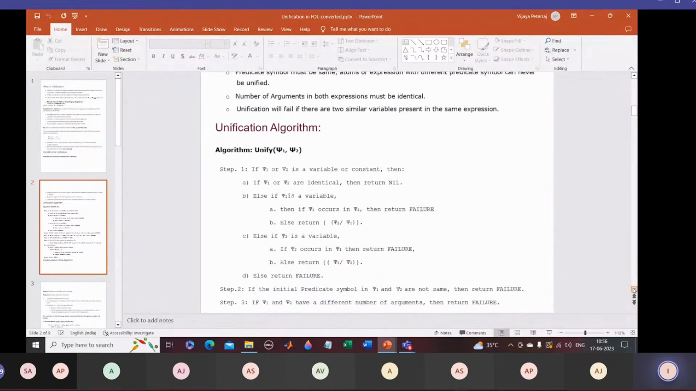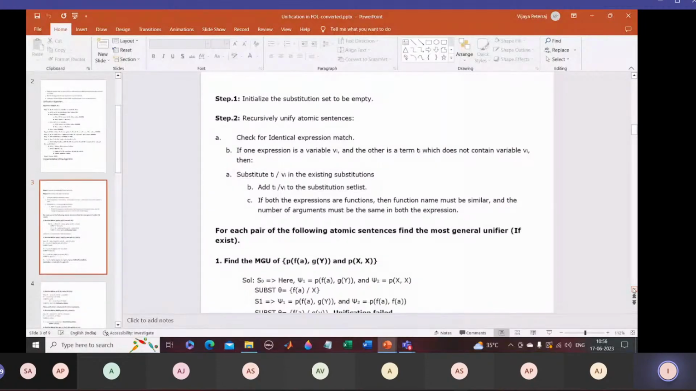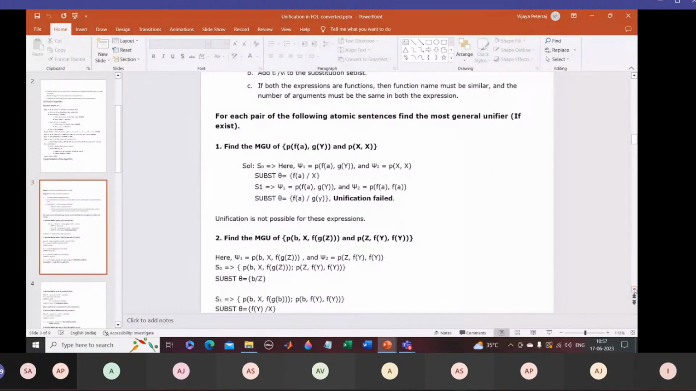And this is your unification algorithm. You can go through it, in simple words. So how are you going to implement this? First, you have to initialize your substitution set, which should be empty. Then recursively, you have to unify the atomic elements. You have to check for an identical expression match. If one is a variable and the other is a term which doesn't contain the variable, then you have to substitute it and add it. If both expressions are functions, the function name must be similar, and the number of arguments must be the same in both expressions. So if you have a pair of atomic statements, you have to find the MGU, that is the most general unifier.